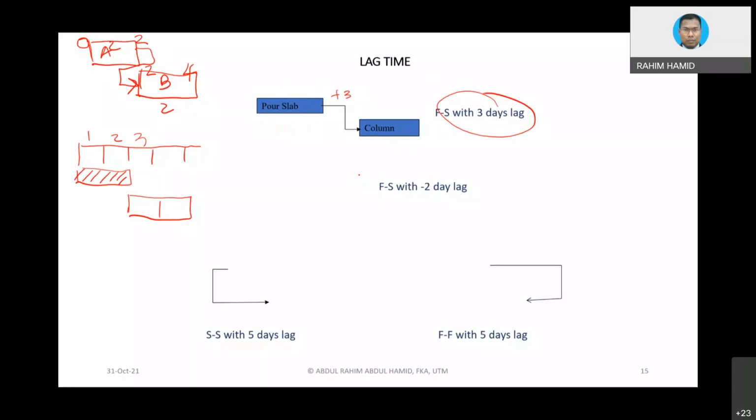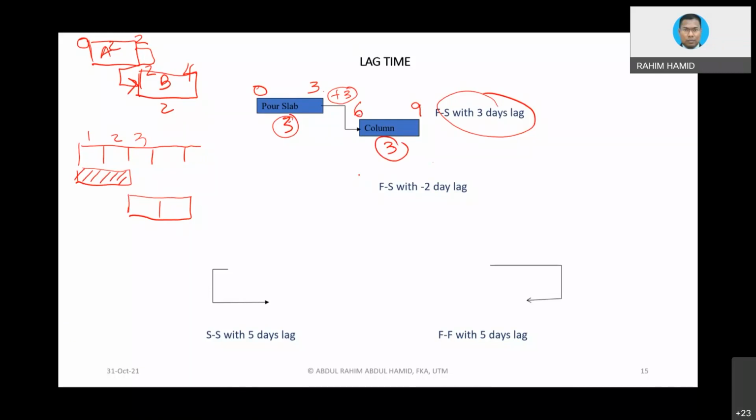Okay, let's see here. Let's say 3 days. Column also 3 days. So from the calculation, 0 plus 3 equivalent to 3. Then 3 have to be added with 3. Then this column will start on 6, not 3, on 6. 6 plus 3 equivalent to 9. See? By right, if you add 3 plus 3 is equivalent to 6, they can be completed in 6 days.